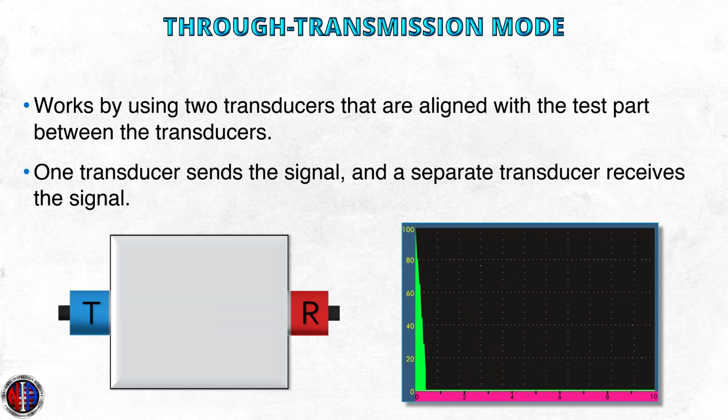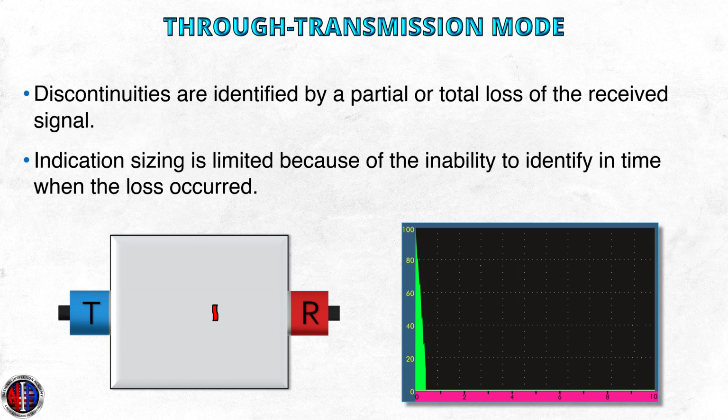Through transmission mode. Unlike pulse echo, through transmission works by using two transducers that are aligned with the test part between the transducers. One transducer sends the signal, and the other transducer receives the signal. Discontinuities are identified by a partial or total loss of the received signal. Indication sizing is limited because of the inability to identify in time when the loss occurred.